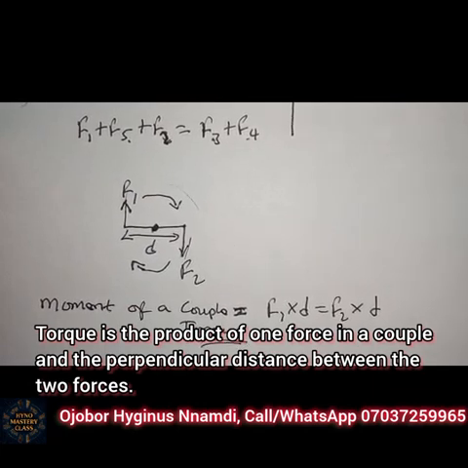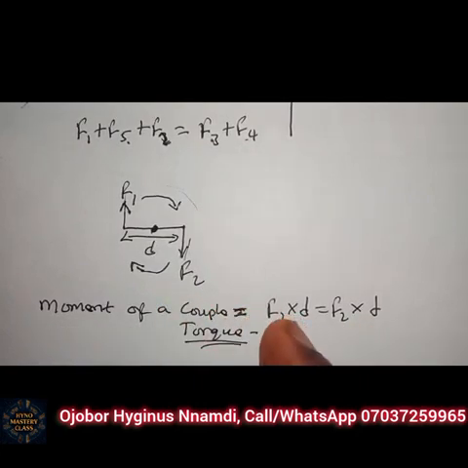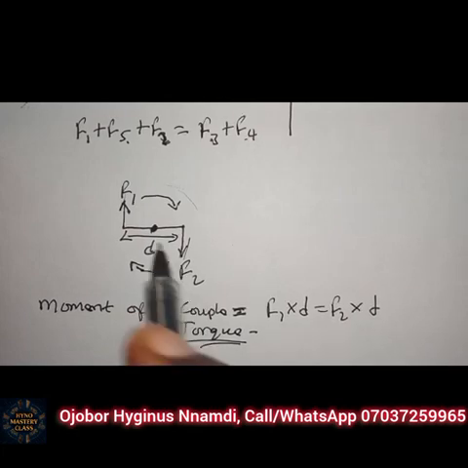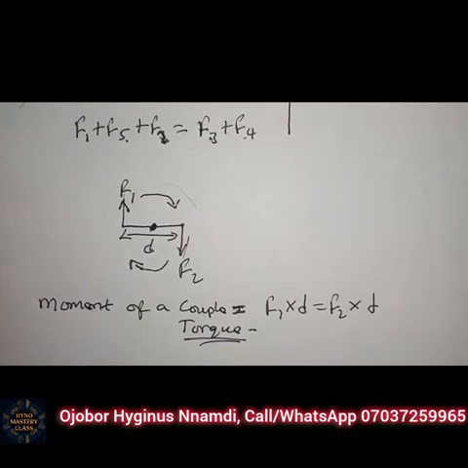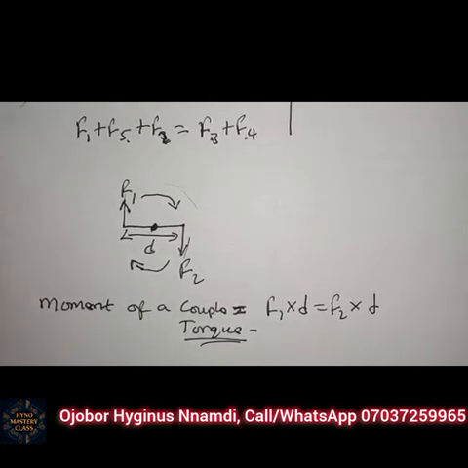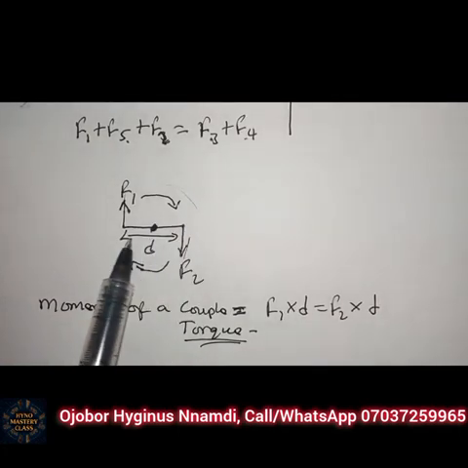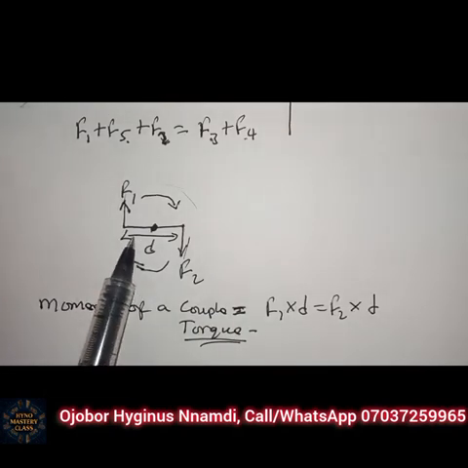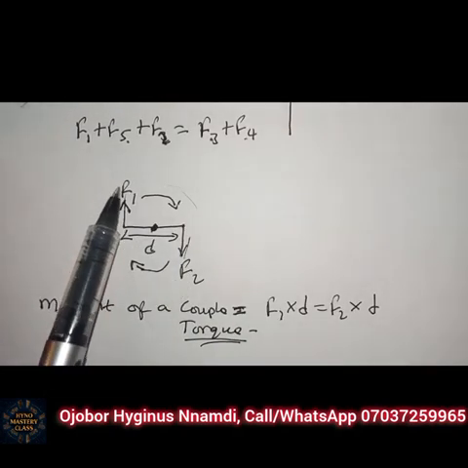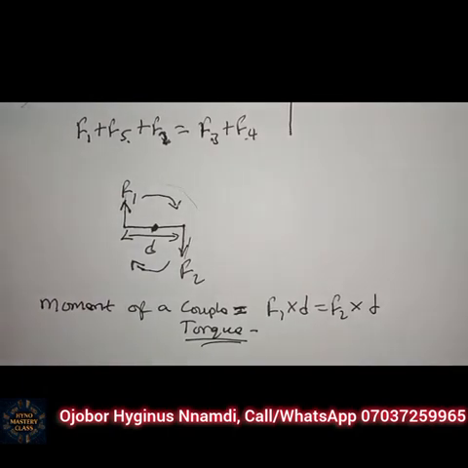Okay, the factors that determine the moment of a couple, or torque, are: number one, the direction of the force. The direction of the force determines the moment. The magnitude of the force, that is the size or value of the force, also determines it, and the perpendicular distance of the force from the pivot. This distance also determines the moment. The moment of a couple is determined by the distance, the magnitude of the force, and the direction. These are the three factors that determine the moment of a couple.